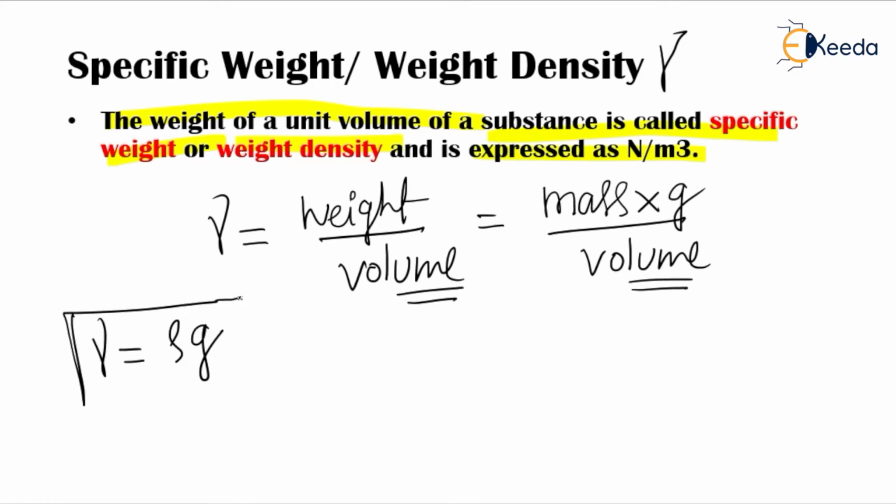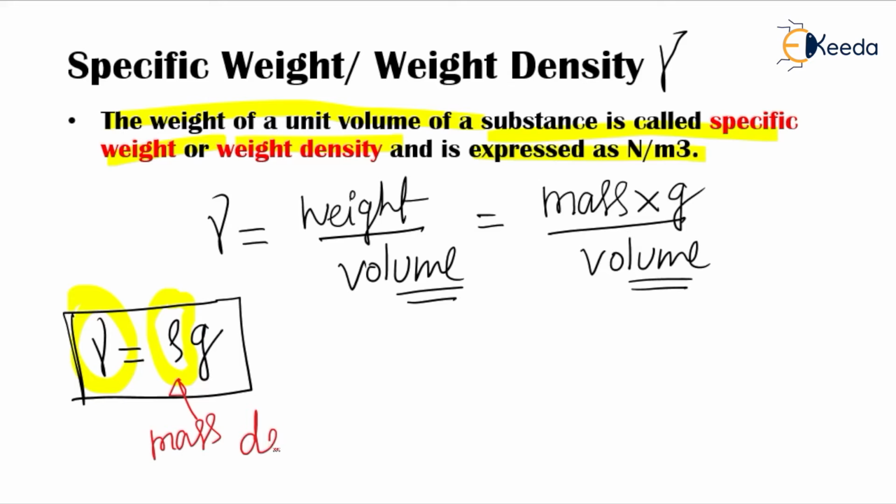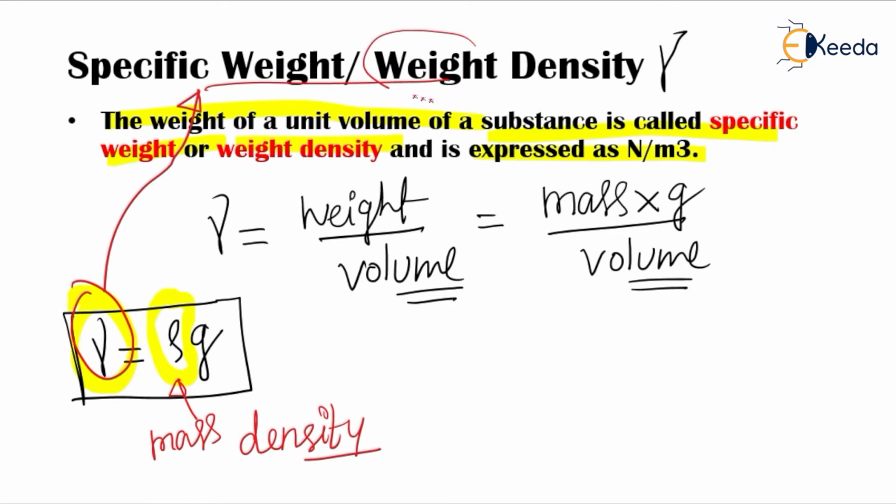Remember this. This is an important expression, because sometimes in examination they will try to confuse you. Sometimes they will give you gamma, sometimes they will give you rho. So remember that this rho is mass density, while this gamma is called specific weight or weight density. So remember the difference between them.